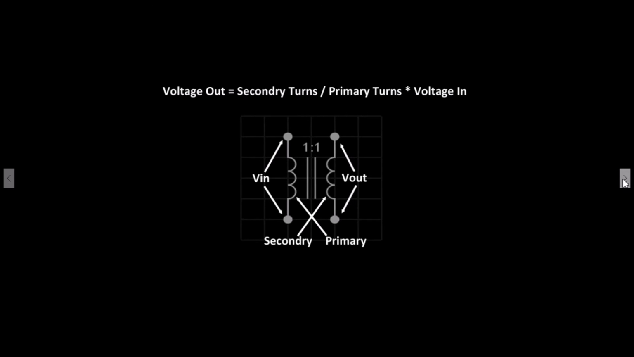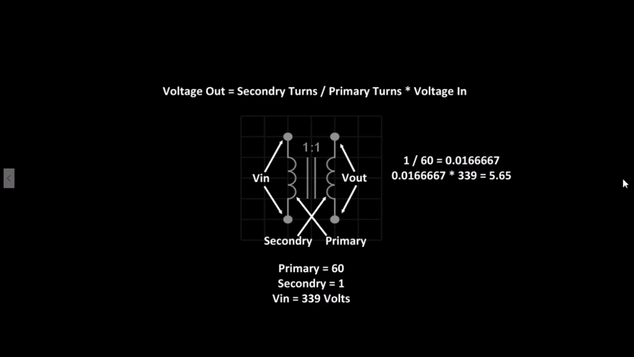So we will set the primary turns to 60 and the secondary turns to 1. Our input voltage is 339 volts. 1 divided by 60 equals 0.0166667. 0.0166667 multiplied by 339 equals 5.65 volts. 5.65 volts at the output is adequate for our application, so let's now go to the simulator and explore the working model.